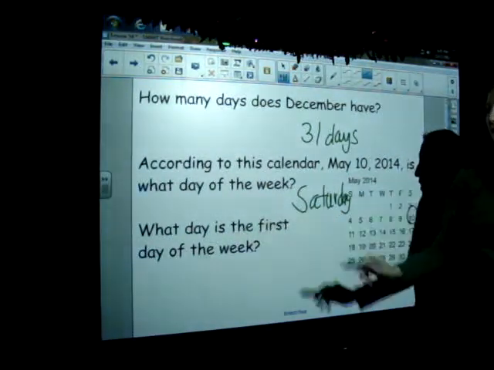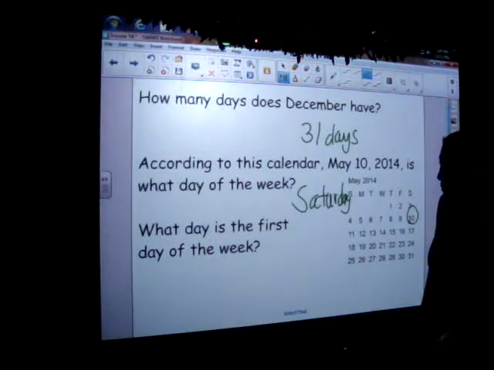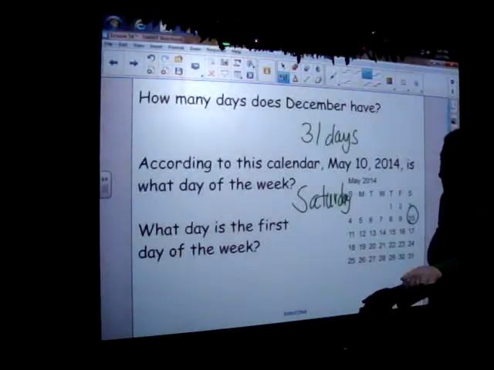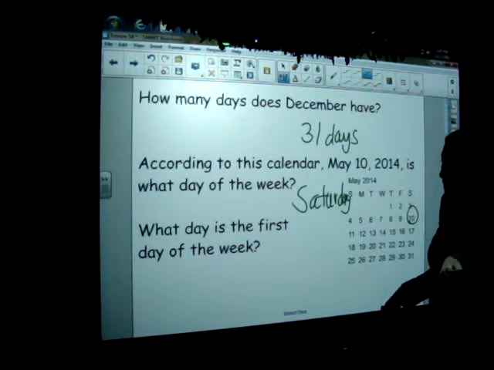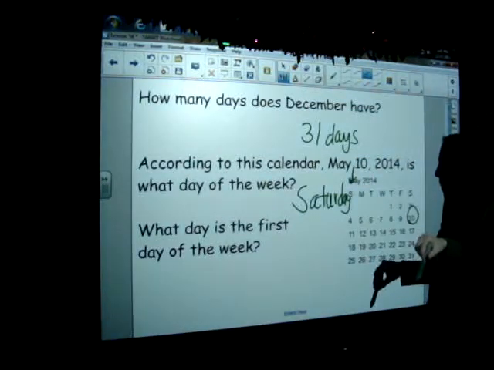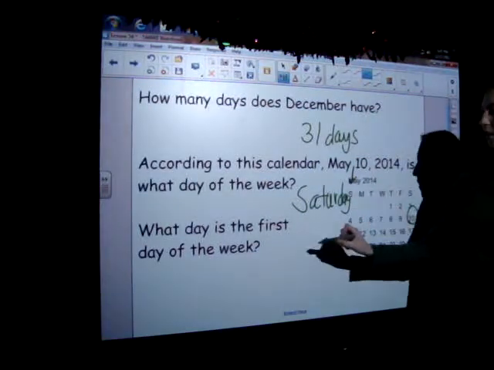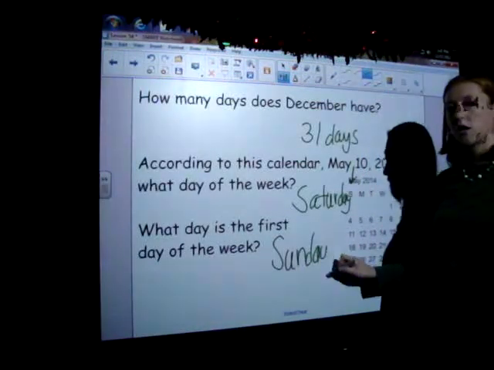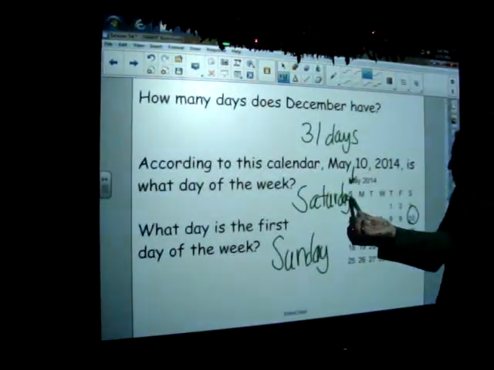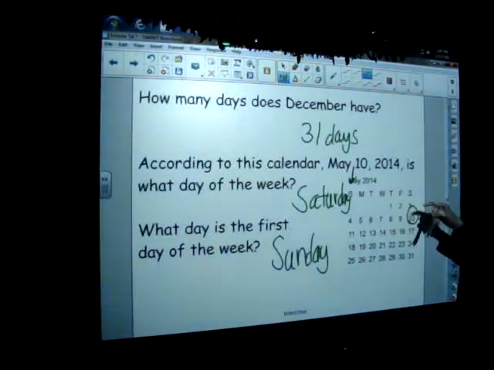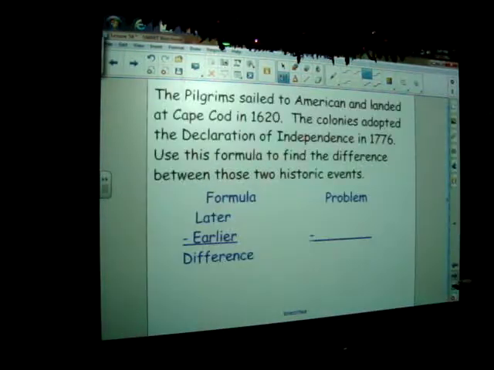Here's another question to think about. What is the first day of the week? So on this calendar and several calendars that we look at, what day of the week do we typically start our calendar on? So you should have said this day right here, which is Sunday. Most calendars start their weeks off with Sunday and they end with Saturday. So the two S's aren't actually next to each other there.